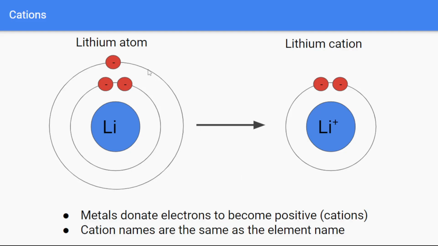Metals are different because they lose electrons to become positively charged. So metals donate electrons to become positively charged. We call those cations. And if you look at lithium, if you have a neutral lithium atom, we call it lithium. But if you have a lithium cation, we still call it lithium. You might say a lithium cation or you might say a lithium ion, but it's still lithium. We don't change the name. We don't change the ending. We don't add a prefix or a suffix or anything like that. We just call it lithium.